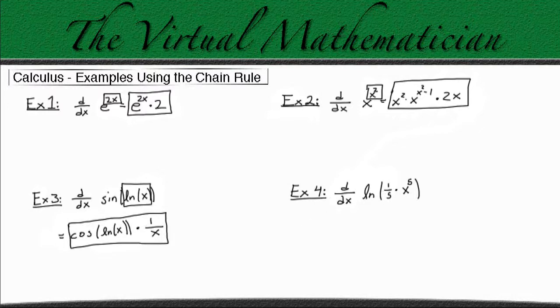Now for example 4, I've thrown in a constant here, so we have to consider that when we're using the chain rule. Okay, so we're taking the derivative of the natural log of 1/5 times x to the 5th. So we know the derivative of the natural log is 1 over whatever's on the inside. So this is going to be 1 over 1/5 x to the 5th. And then we have to multiply that by the derivative of what's on the inside. So we need to multiply that by the derivative of 1/5 times x to the 5th.